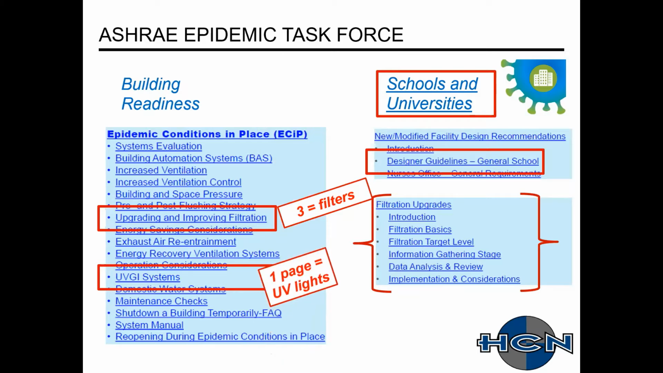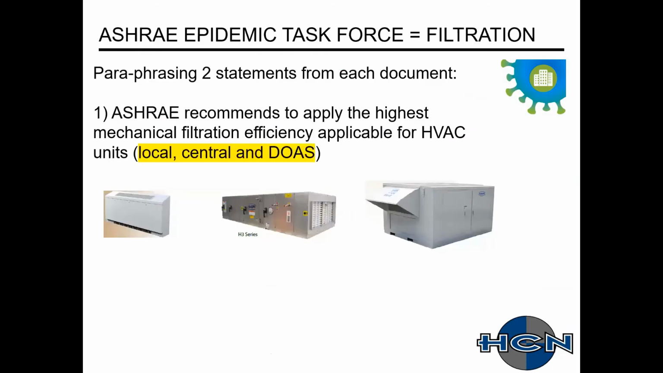And then they have one section, it's really one page, where they talk about UVC or UV lights. So paraphrasing from the two documents, looking at filtration, number one, ASHRAE recommends to apply the highest mechanical filtration efficiency applicable for HVAC units. I've highlighted just local, central, and DOAS units.